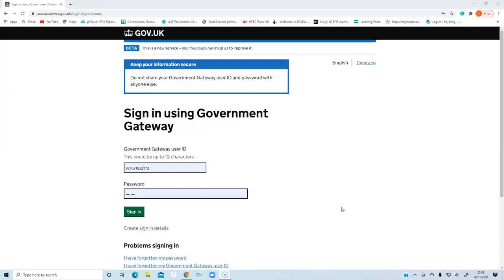If you are self-employed, you have to submit your tax return. Today we're going to see exactly how to submit the tax return through the government gateway. To log into our account, we need the government gateway ID and the password. Once we have it, we just hit the sign in button. It will take us to the HMRC Tax Services account.